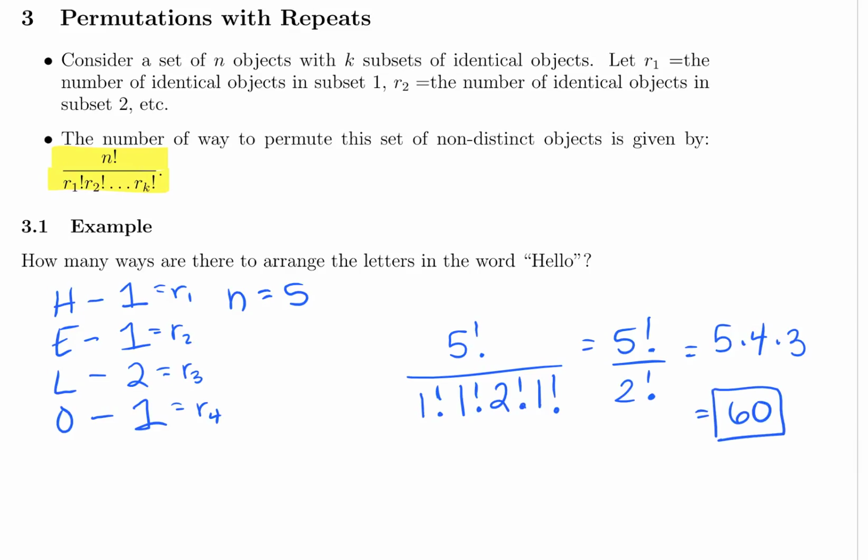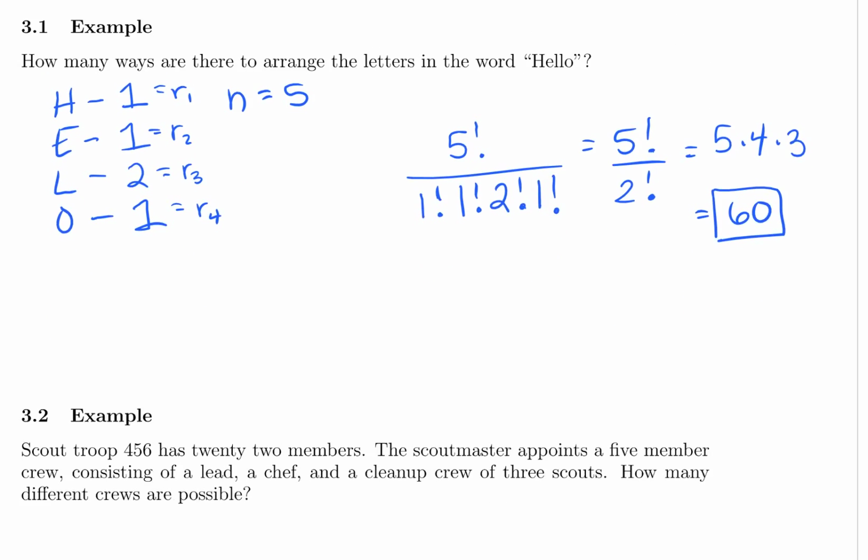So there are 60 ways to rearrange the letters in H-E-L-L-O. We're using all 5 letters in these rearrangements, but it's just the different ways that you could rearrange them. They don't necessarily make a word, they're just rearrangements of those letters. Okay. So anytime you have repeats, you want to be using this formula for permutations with repeats.